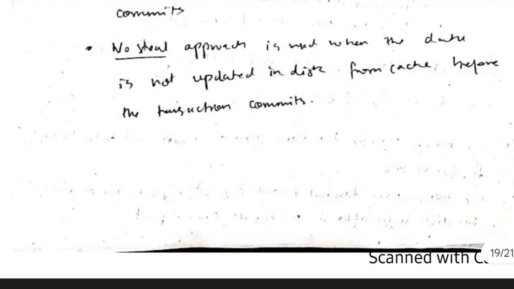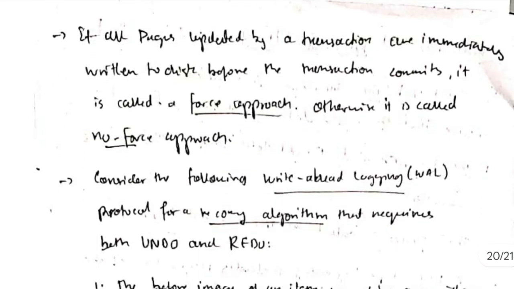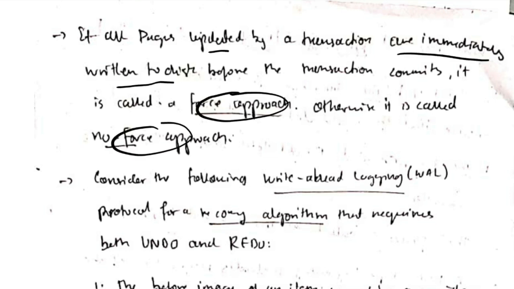Okay, and the last one is force, no force. So if all the pages updated by a transaction are immediately written, that is the force approach. Otherwise it is called the no force approach.